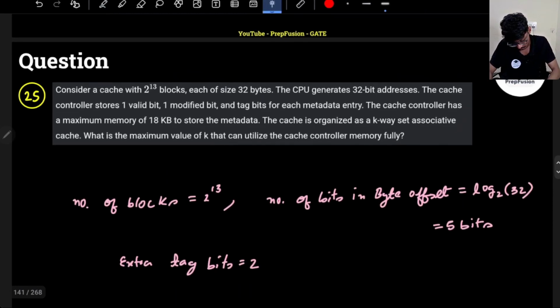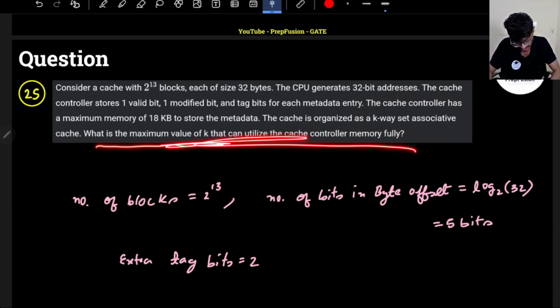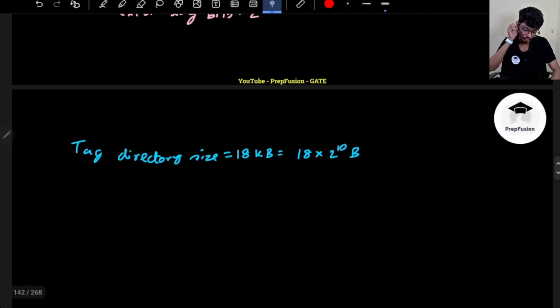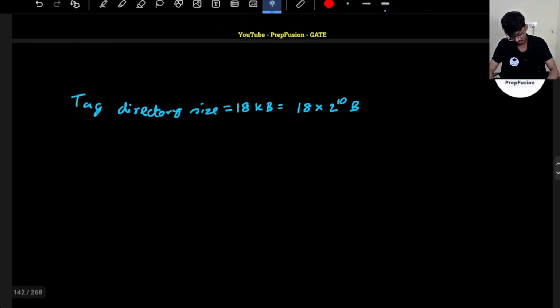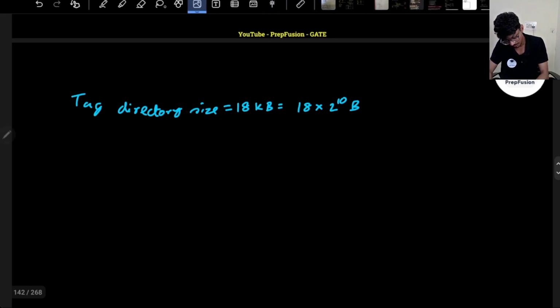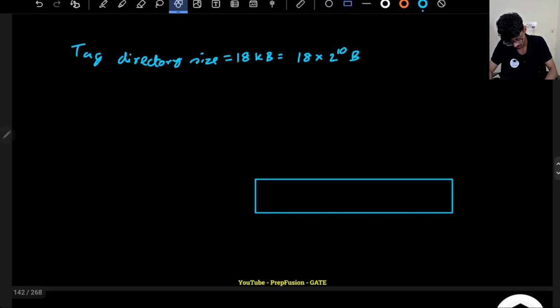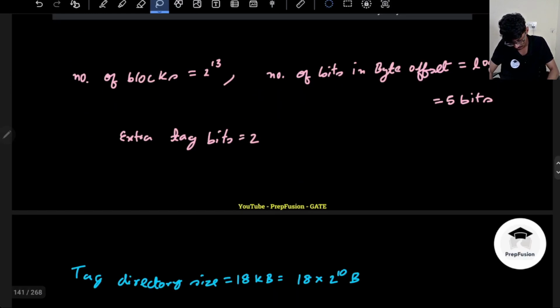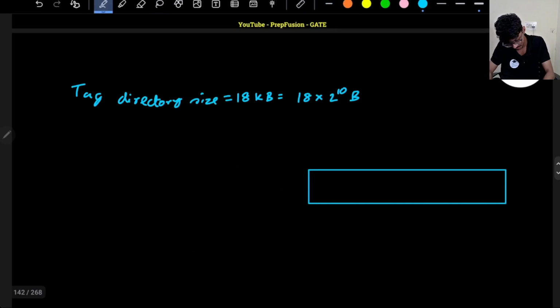Okay, so the cache is organized as a k-way set associative cache. What is the maximum value of k that can utilize the cache controller fully? So I want to utilize the cache controller fully. Whatever the memory I have in the cache controller, that is 18 kilobytes, I want to utilize it fully. So if I break down my main memory address, main memory address is of total 32 bits.